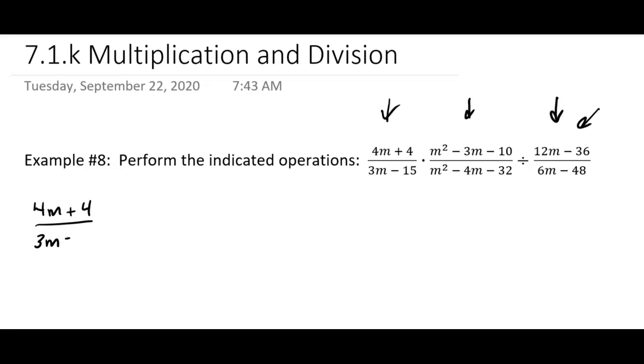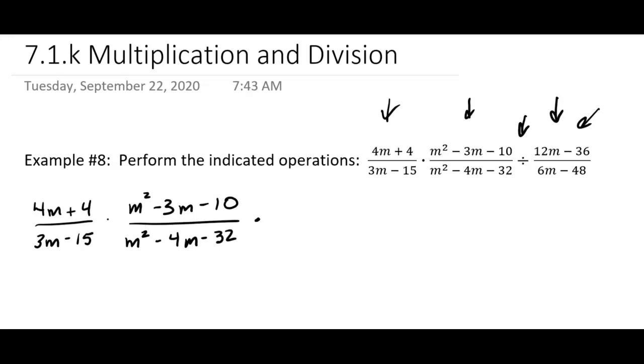Now you could do the factoring now, but I'll do it all at once. A lot of copy work. The good news is these aren't too bad to factor. Okay, so now we're to that last rational expression, and it says divided by, so I'm changing that to multiplication, and now I'm going to write 6m minus 48 in the numerator, and 12m minus 36 in the denominator.